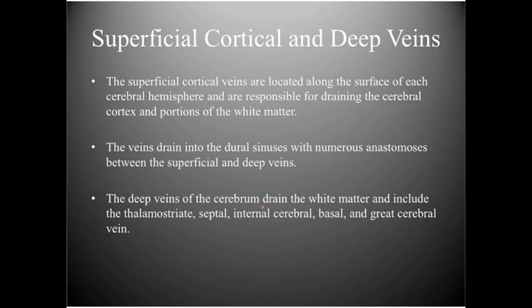Okay, so superficial, cortical, and deep veins. The superficial cortical veins are located along the surface of each cerebral hemisphere and are responsible for draining the cerebral cortex and portions of the white matter. Veins drain into the dural sinuses with numerous anastomoses between the superficial and deep veins. The deep veins of the cerebrum drain the white matter and include the thalamostriate, the septal, internal cerebral, basal, and great cerebral vein.